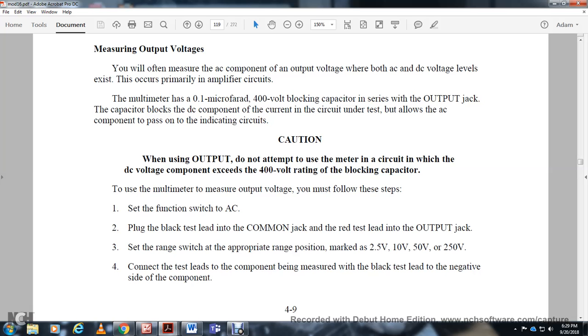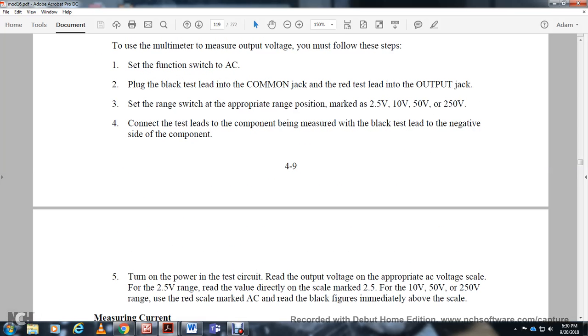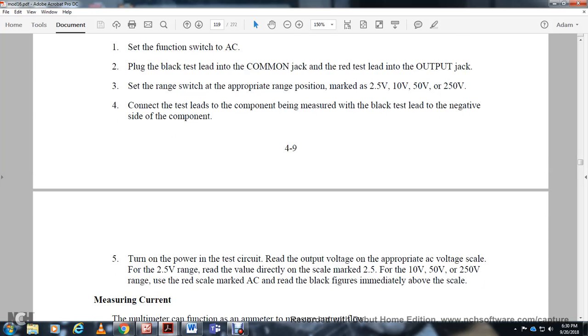Select the appropriate range with the range switch: 2.5, 10 volts, 50 volts, and 250 volts. Connect the test leads to the component being measured, with the black test lead on the negative side of the component. Turn the power on and read the output voltage with the appropriate AC voltage range, starting with the 2.5 range. Read the value directly on the scale marked 2.5, 10 volt, 50 volt, 250 volt range. The scale is marked AC, with the red and black figures immediately above the scale.